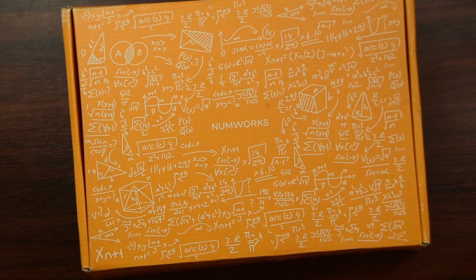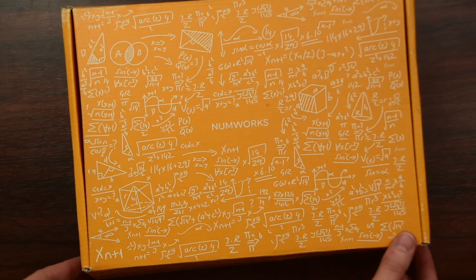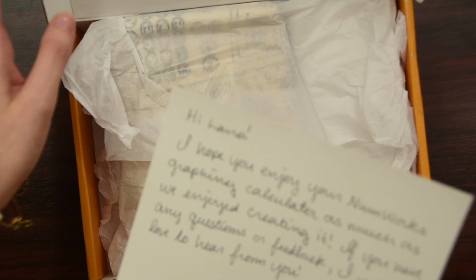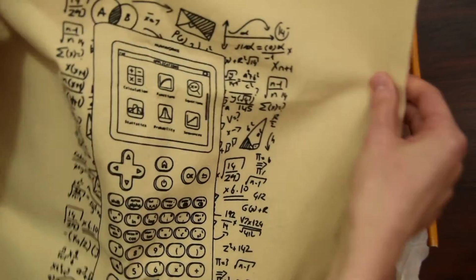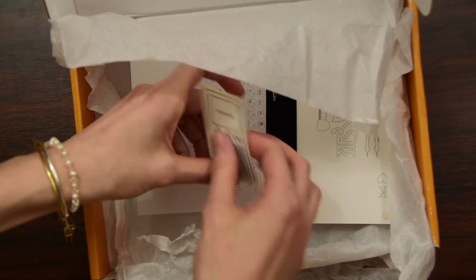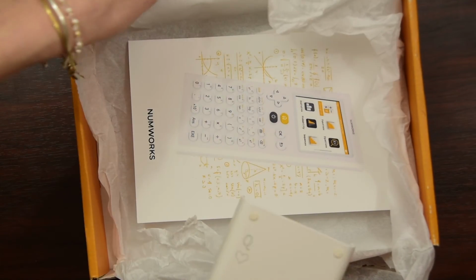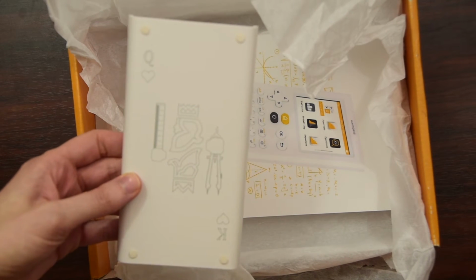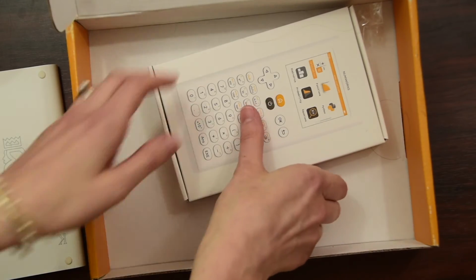So first of all, I just really love this box. How fun and cute are all these little math squiggles and doodles. Okay, so they sent me this really nice handwritten note. This really nice tote with a calculator on it, a sticker, a pen, so many goodies. This is like a shell for the calculator, which looks like it has a picture of a compass, and it kind of looks like a card with the king and queen symbols. And then of course the calculator itself.